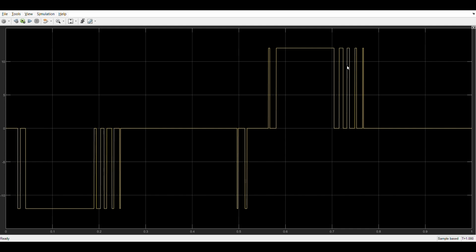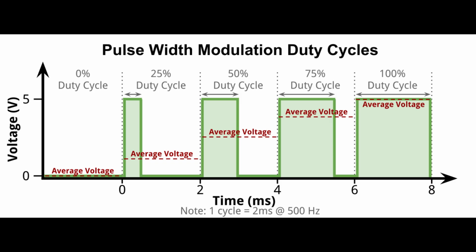The second scope display is for the final signal going to the motor. The motor is sensing the average value of the incoming negative and positive PWM signal, which you can know by calculating the duty cycle and multiplying it with the source voltage connected to the H bridge.